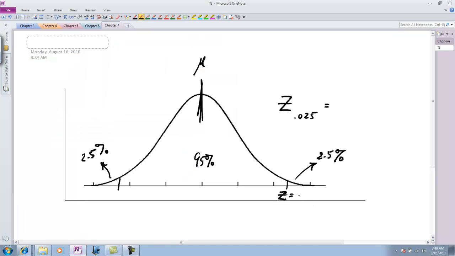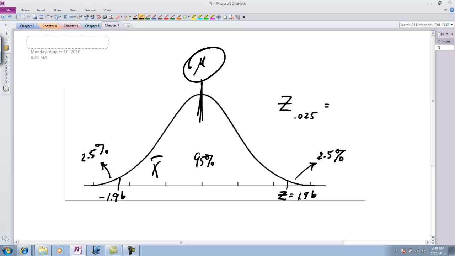So this z value is 1.96 up here, and it's also negative 1.96 here. So what is that saying? It's saying that within 1.96 standard deviations of this mean is 95% of the x bars. 95% of the sample means lie within 1.96 standard deviations of the actual population mean.